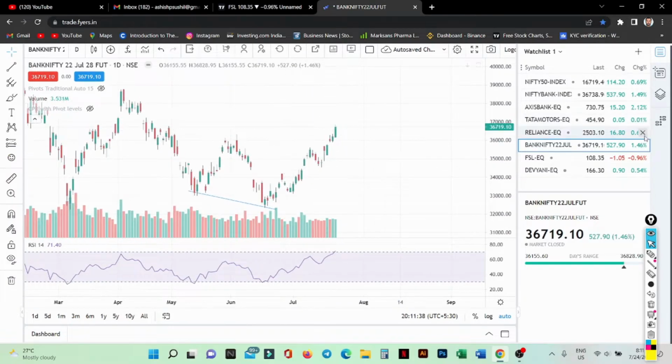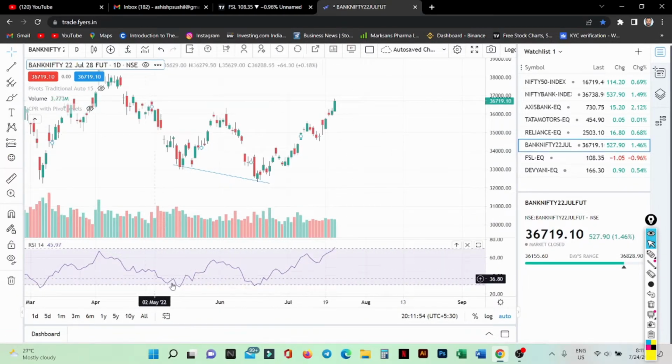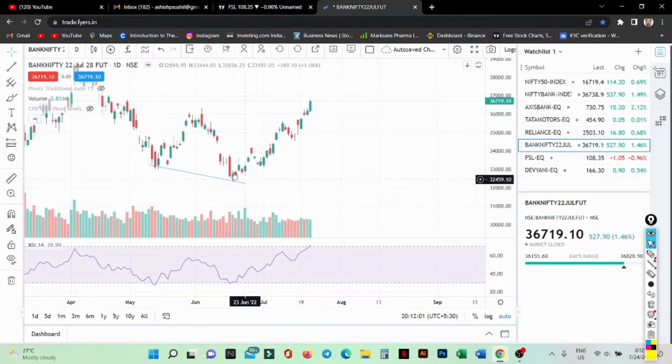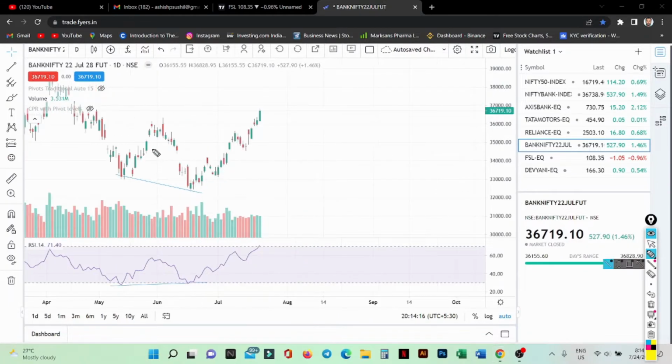As you can see, I have opened the chart of Bank Nifty futures and I have been using this RSI along with price action as well as this RSI signal. With the help of the RSI signal, we will get a brief idea about RSI divergence. So traders, this is the Bank Nifty futures 1 day chart.